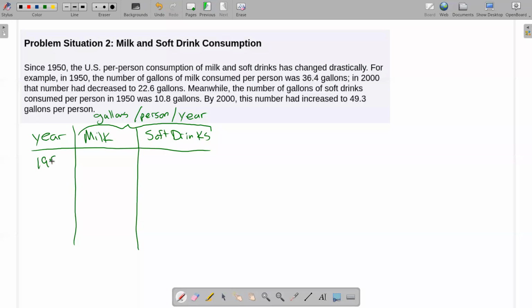So in 1950, milk was 36.4. And then in 2000, milk was 22.6. So we can see there's a definite drop there. Soft drinks, let's do that a different color. 1950, soft drinks were 10.8. That's better. And in 2000, it increased to 49.3.